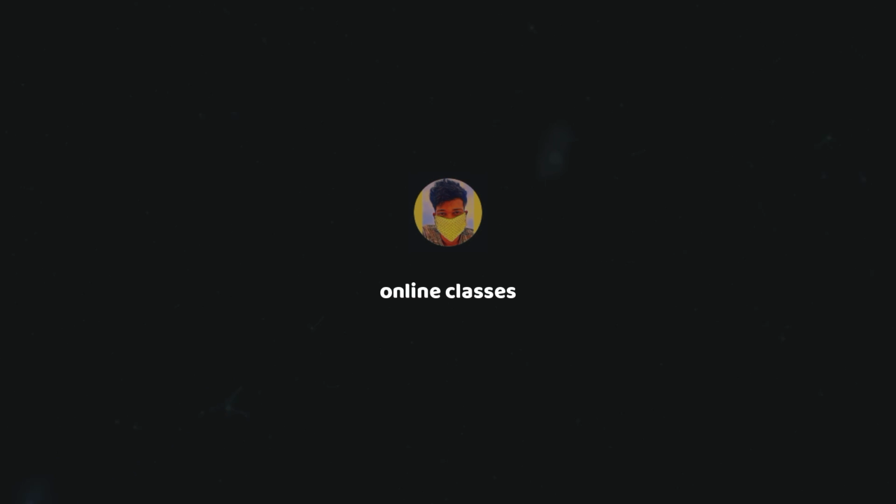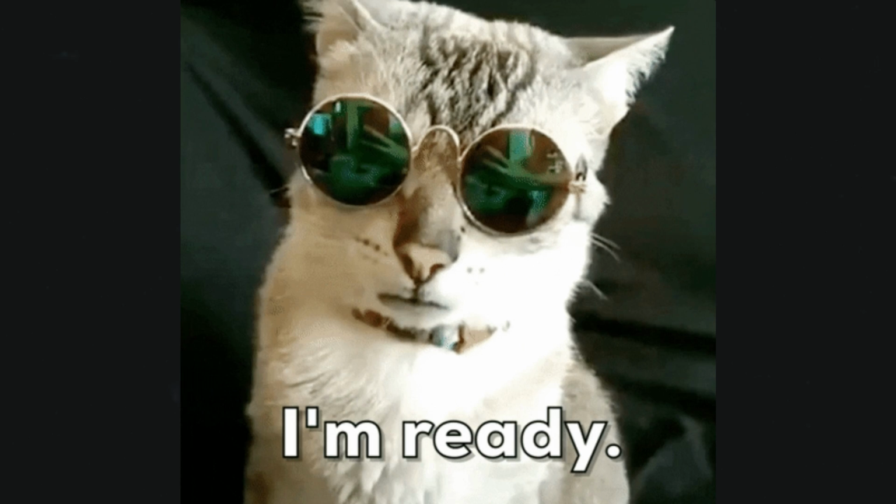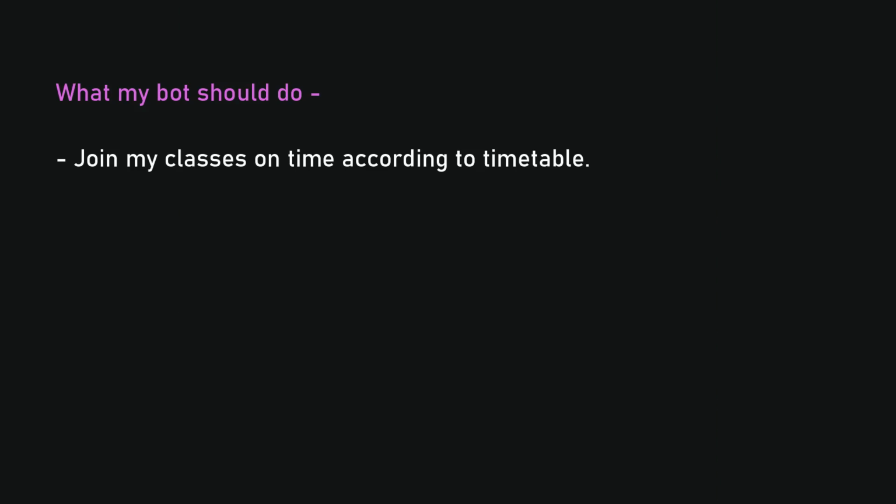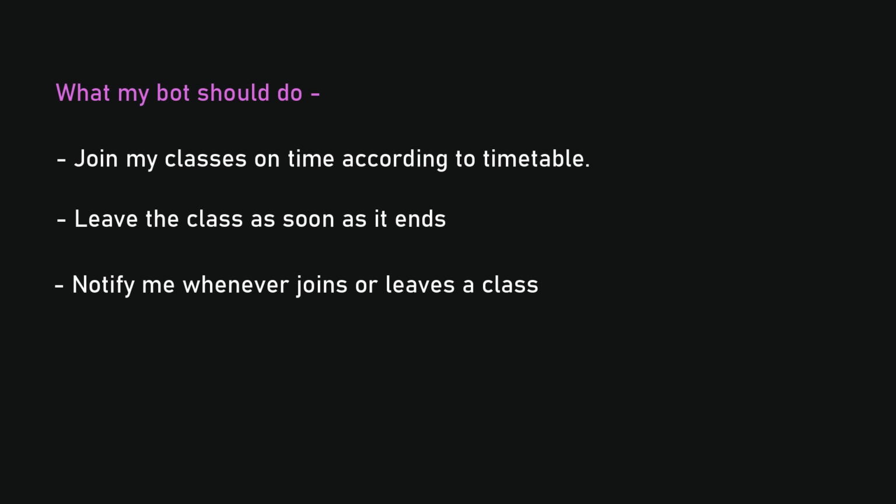Let's automate online classes and reduce the burden of joining the classes on time. So let's go. A bot to attend my online classes. Here's what I want my bot to do. It must join my classes on time according to my timetable and also leave the class as soon as it ends. It must also notify me whenever it joins a class or leaves a class. This is the automation I want to achieve.